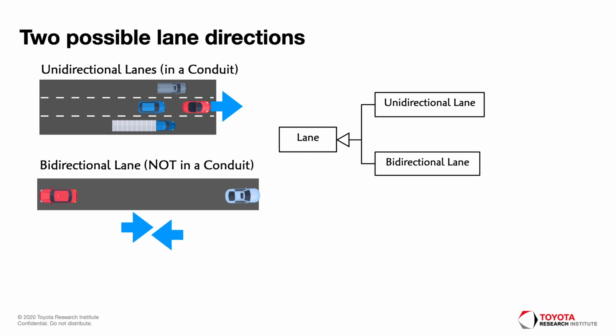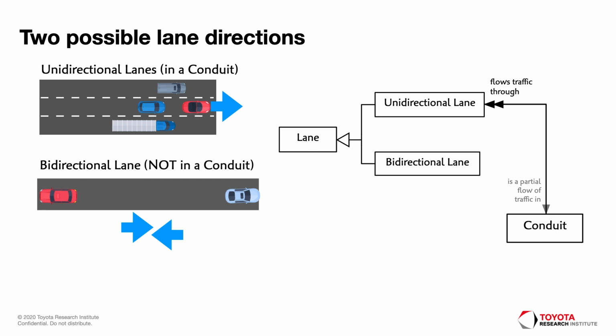From our previous video, we know that every unidirectional lane flows within a conduit. This makes sense, since a conduit is defined as a directed flow of traffic. Therefore, a unidirectional lane constitutes all or part of a conduit. Each instance of conduit consists of at least one unidirectional lane. The model asserts then that there is no such thing as a conduit without any unidirectional lanes, and there is no such thing as a unidirectional lane that does not form part of a single conduit. Furthermore, the model says that a unidirectional lane may not exist independently of a conduit.